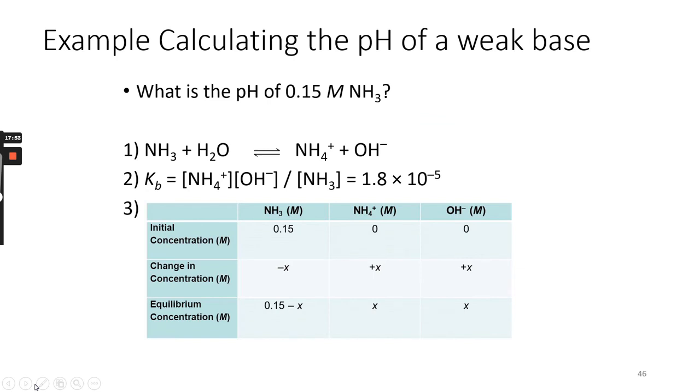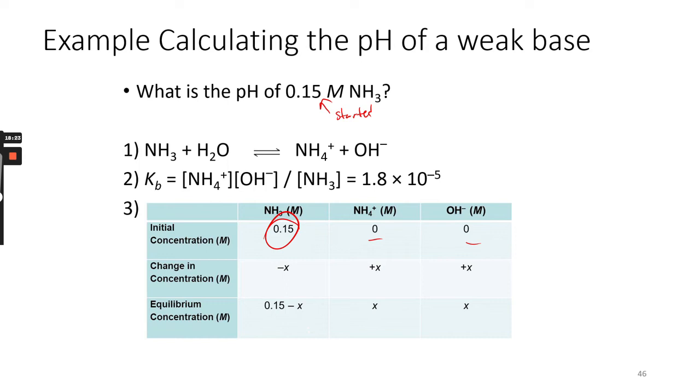So let's do an example. Calculate the pH of a weak base. Here we have: what is the pH of 0.15 molar NH3? So we write our reaction. We write our Kb. You can look up the Kb value in data tables. Then we fill out our ICE table. We know we started with 0.15 and we had 0 of each of these. So these are going to increase by a value of x, and we're going to subtract x here.